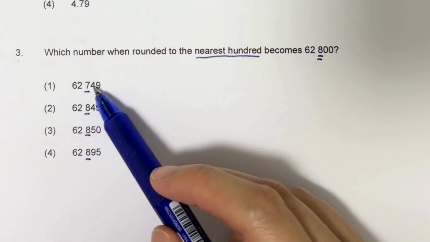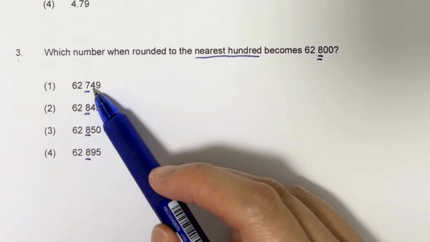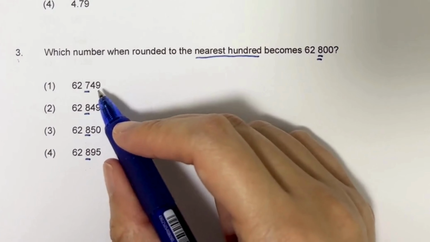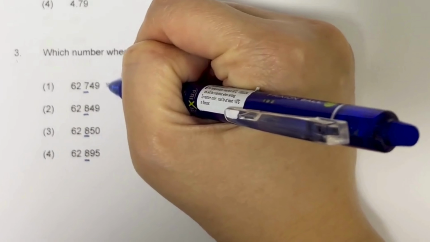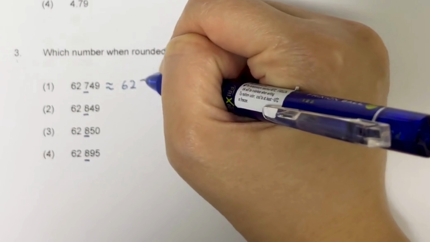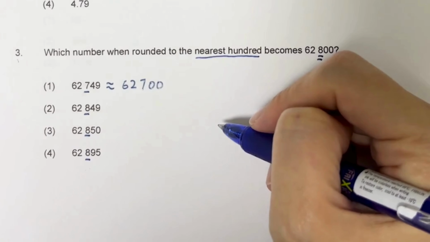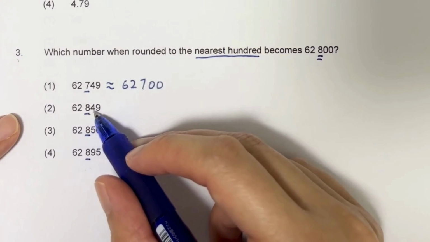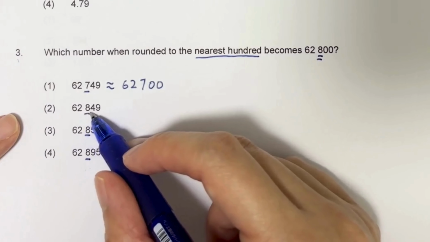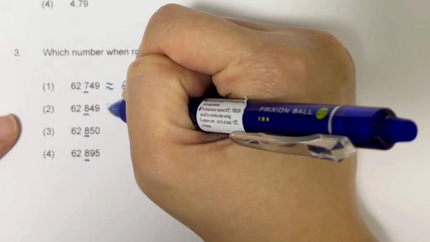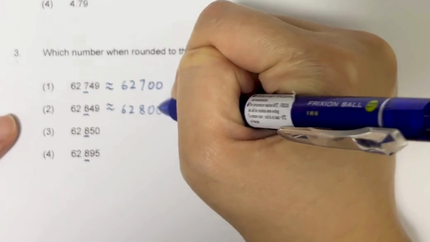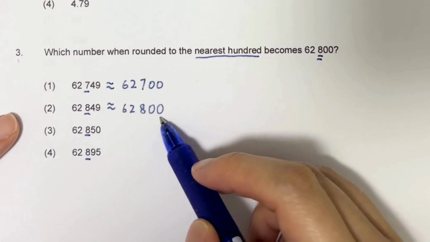So 4 is less than 5, there's no need to round up. So when rounded to the nearest 100, it will become 62,700. For this, the digit in the tens place is 4, so there's no rounding up. Rounded to 62,800.